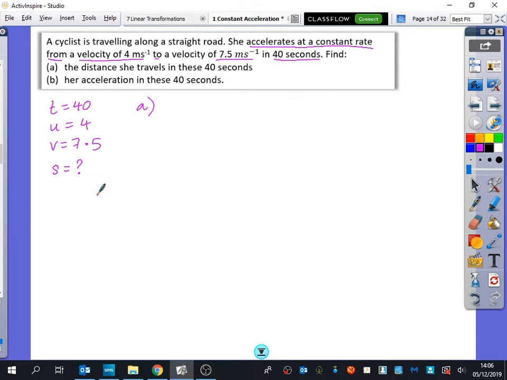It's not very mathematical for me to say S equals question mark, but it just reminds me what's the thing in the question that I'm looking for. The formula that connects those 4 things together, we've only got 2 to choose from, is S equals (U plus V) over 2 times T. So we have 4 plus 7.5 divided by 2 multiplied by 40, and we come up with 230. The units for that would be what, Shahan? Meters. Okay, it's just going to be in meters for that bit.